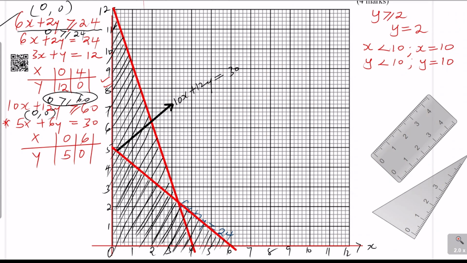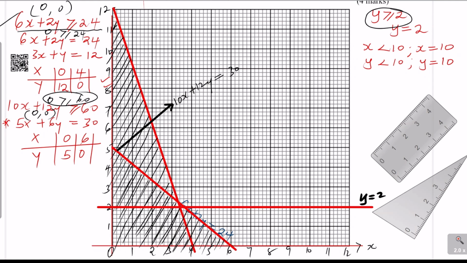We go to the other line. Y is greater than or equal to 2. So the line you're going to draw there will also be continuous. You can see it is greater than or equal to. So we draw the line y is equal to 2, a horizontal line that passes through these 2 here. That is the line, and it should be a continuous line.